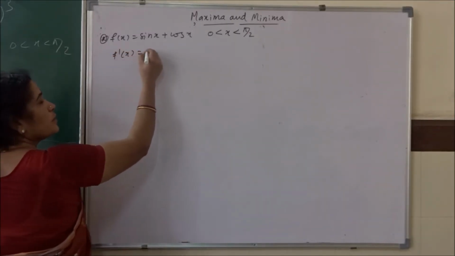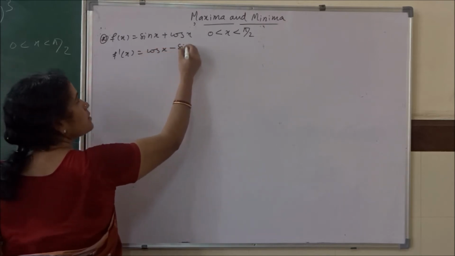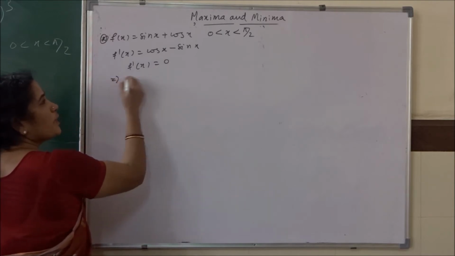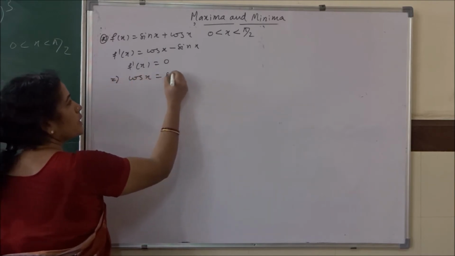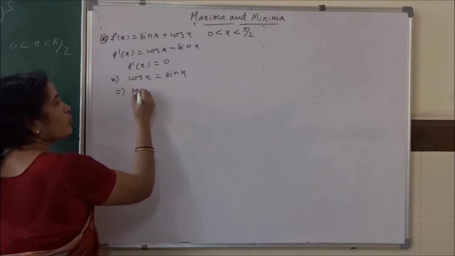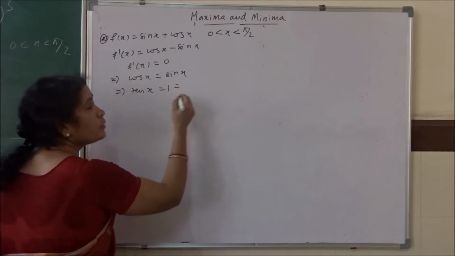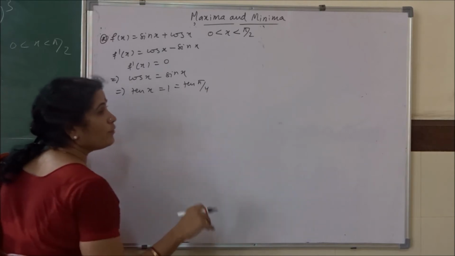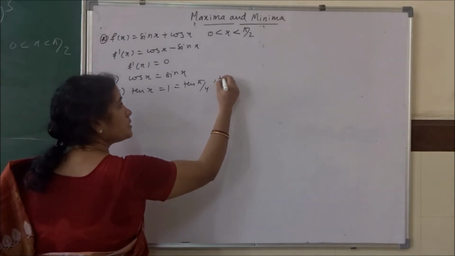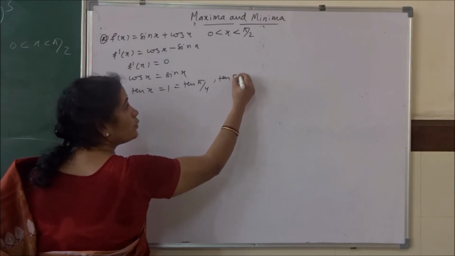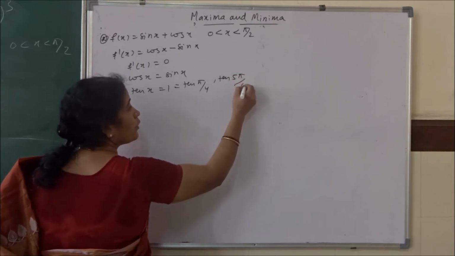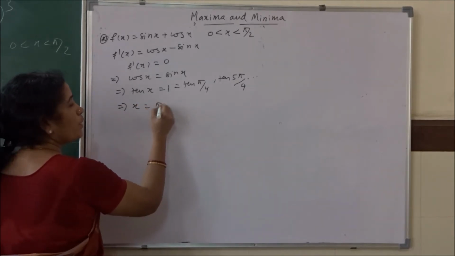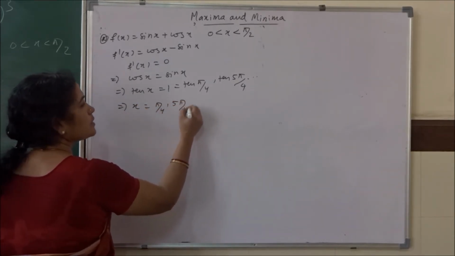Usual f dash of x then becomes cos x minus sin x. Now f dash of x equal to 0. This implies cos x is equal to sin x, which implies tan x is equal to 1. When will we get positive 1? Yesterday also I explained this part. Plus 1 we get in the first quadrant and again in the third quadrant, tan pi by 4, 5 pi by 4, etc. So this implies x is equal to pi by 4, 5 pi by 4, etc.